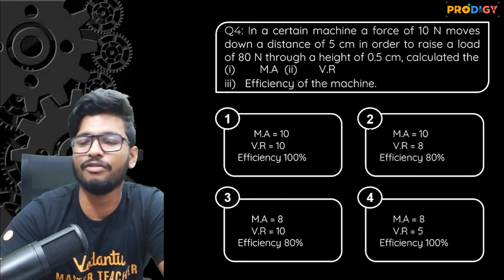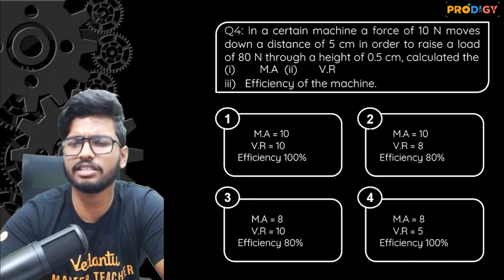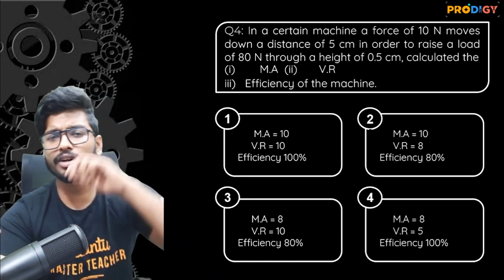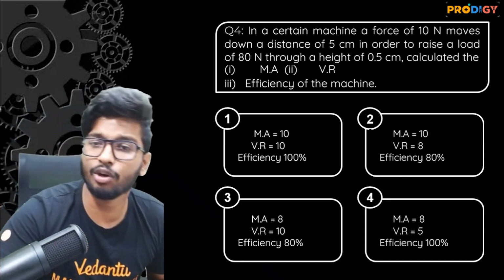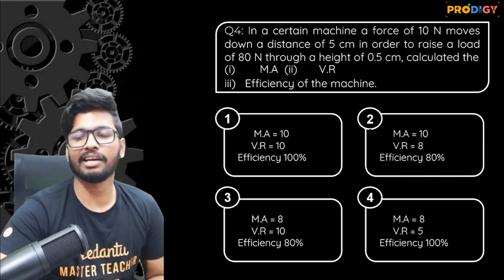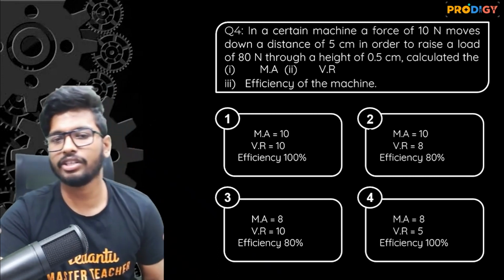In a certain machine, a force of 10 Newton moves down a distance of 5 centimeter in order to raise a load of 80 Newton through a height of 0.5 centimeter. Calculate the mechanical advantage, velocity ratio and efficiency of the machine.